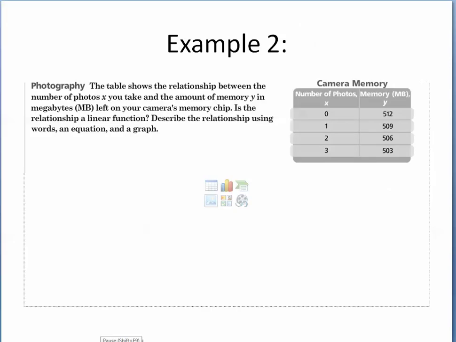Alright, let's look at example 2. Photography. The table shows the relationship between the number of photos x you take and the amount of memory y in megabytes left on your camera's memory chip. Is the relationship a linear function? Describe the relationship using words, an equation, and a graph.